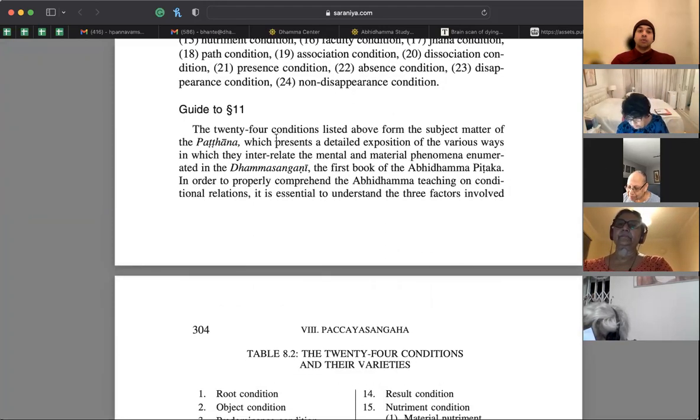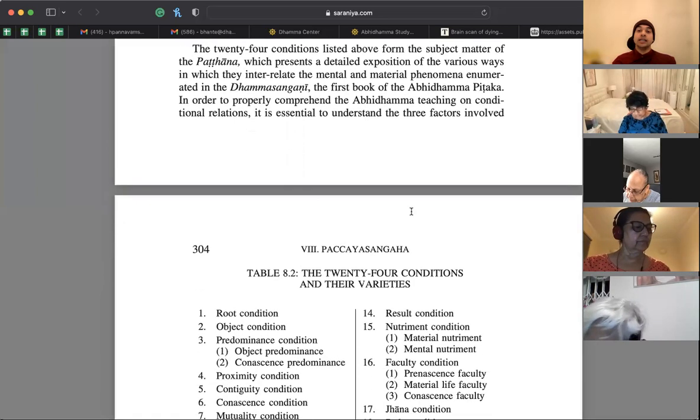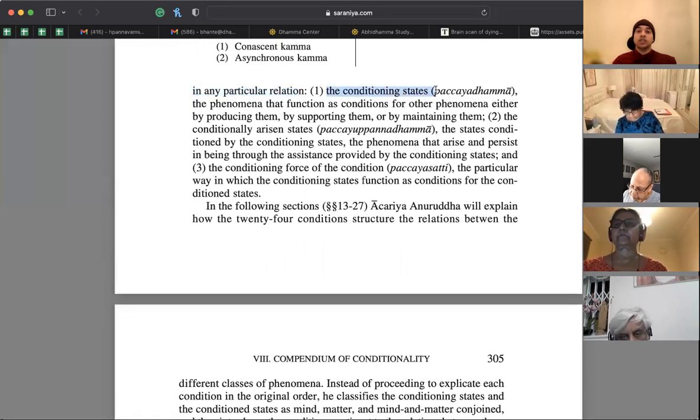Guide 2, verse 11. The 24 conditions listed above form the subject matter of the Patthana, which presents a detailed exposition of the ways in which they interrelate the mental and material phenomena enumerated in the Dhammasangani, the first book of the Abhidhamma Pitaka. In order to properly comprehend the Abhidhamma teaching on conditional relations, it is essential to understand three factors involved in any particular relation.